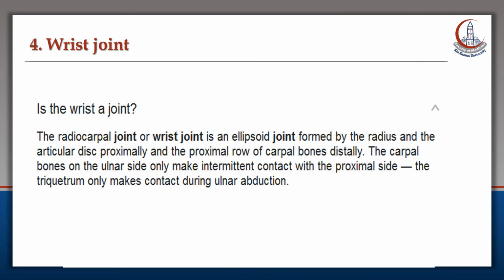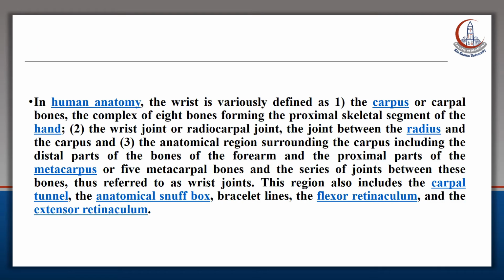The first topic to be highlighted today is related to the wrist joint. And the question is that, is the wrist a joint? Anatomically, wrist is variously defined as the carpus, radiocarpal joint, and the anatomical region surrounding the carpus.